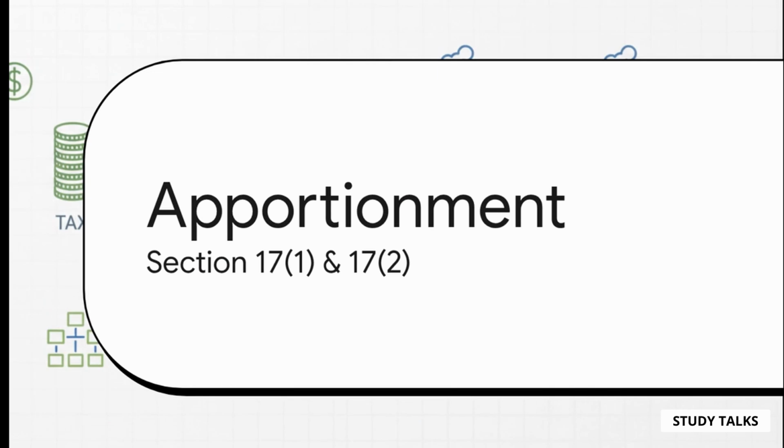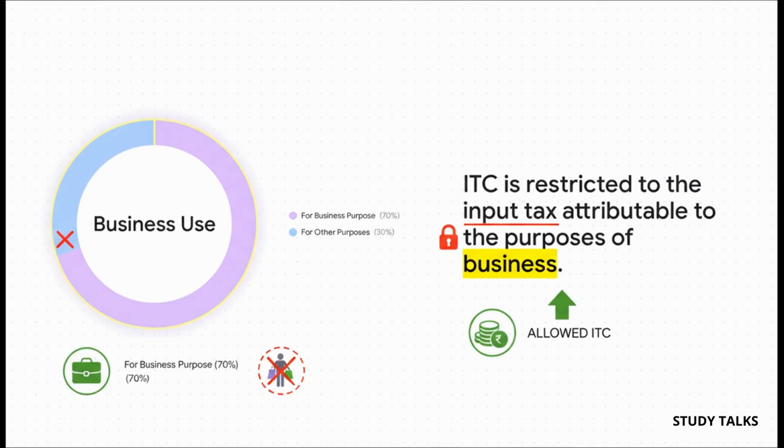Okay, before we even start talking about what's blocked, we have to figure out what's even potentially eligible to begin with. And that's where apportionment comes in. I want you to think of Section 17 as having 2 essential filters that your total input tax has to pass through before you even glance at that blocked credits list. The very first filter is Section 17, subsection 1, and the rule here is super simple. GST is a business tax, so if you've used any goods or services for personal reasons, the ITC on that part is immediately out, no discussion. Only the input tax that is 100% for your business gets to move on to the next filter.